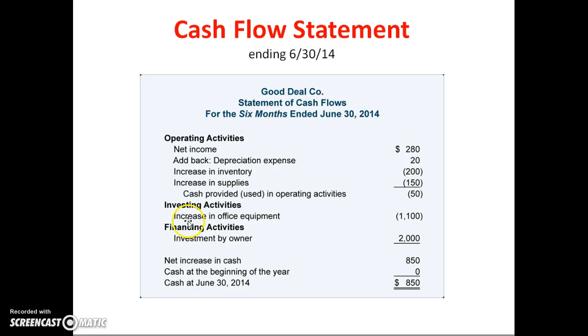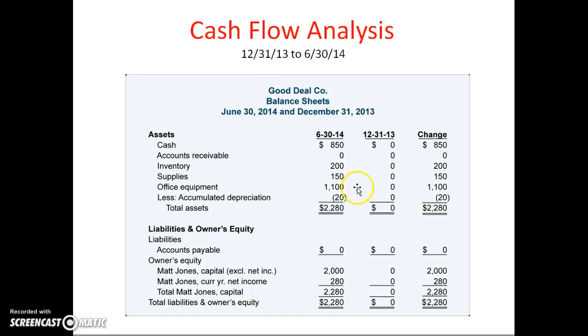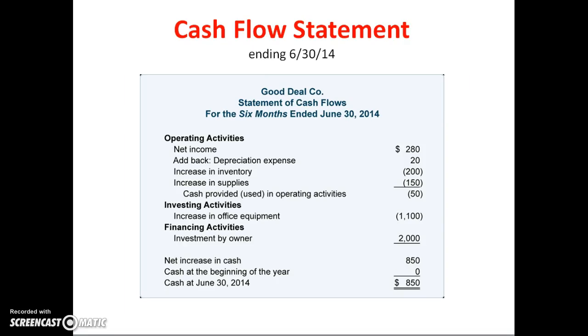We'll also show that there was a purchase of equipment, some office equipment, for $1,100. That item will be subtracted here because that item is considered an asset and is sitting on the balance sheet here. Finally, we will add in the influx of cash that came from an investment from the owner.